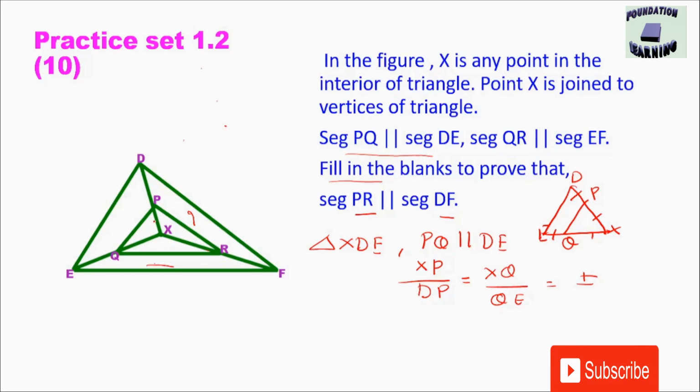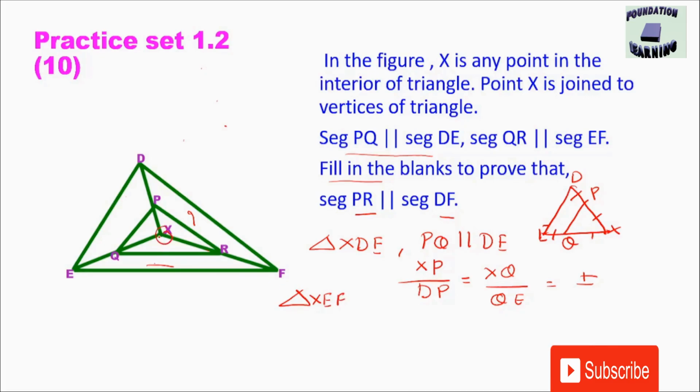Once again, which triangle are we taking? We are taking this triangle. And which side is parallel? This side is parallel to this. That is, PQ is parallel to DE. So now which sides will be in proportion? DP is to PX or XP, and XQ is to EQ. So we have got the first equation. Now we take the second equation, second triangle.